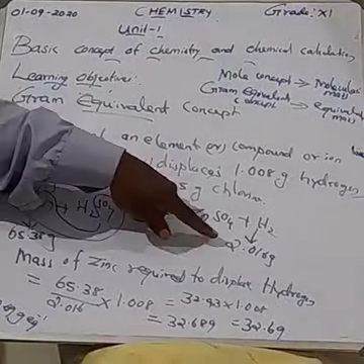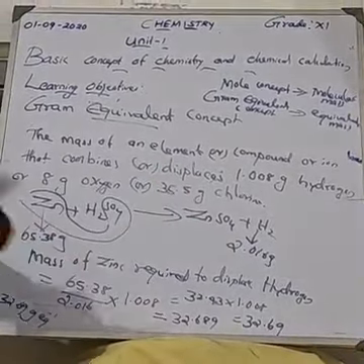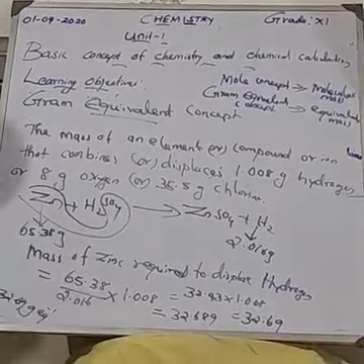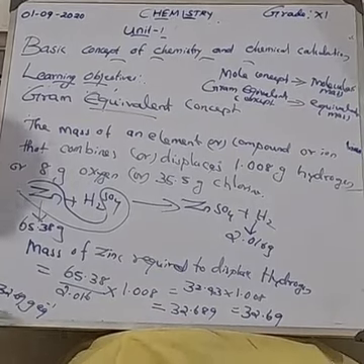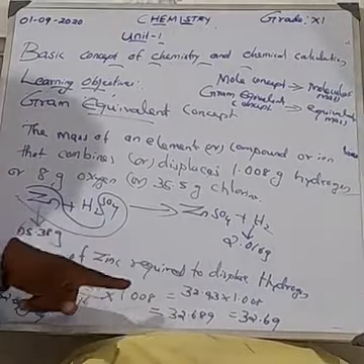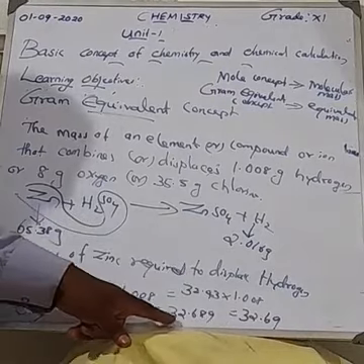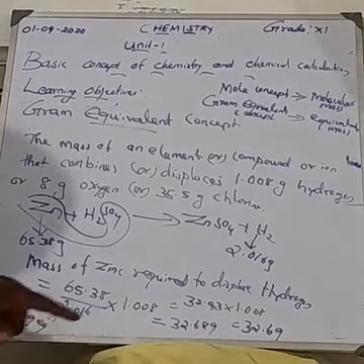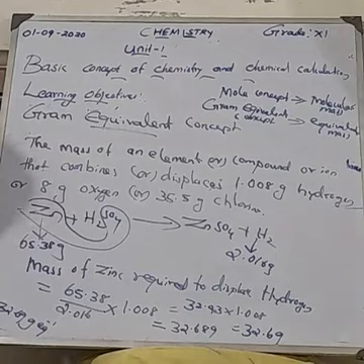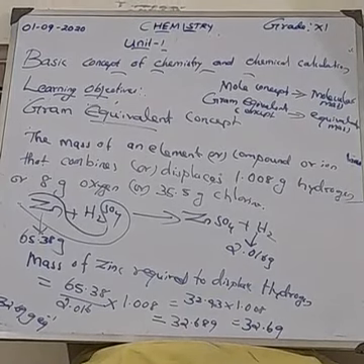65.38 divided by 2.016, into the hydrogen value 1.008. That is approximately equal to 32.43 into 1.008. We get 32.689, otherwise 32.69. This is the gram equivalent mass of zinc.